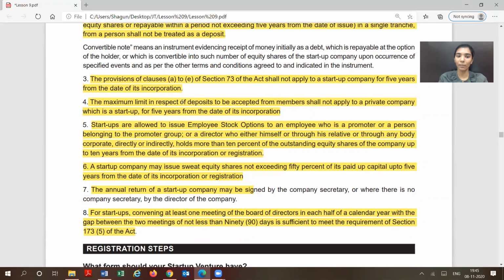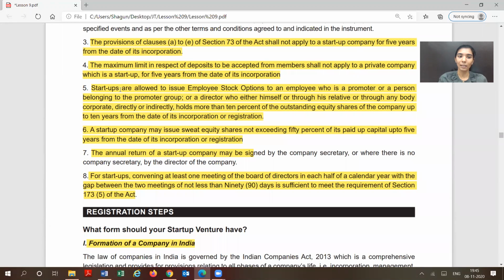Third, maximum limit in respect of deposit to be accepted from members shall not apply. Otherwise, if you see, you would have read in Companies Act कि आप जो shareholders, जो members होते हैं, उनसे certain limit तक ही deposit accept कर सकते हैं. However, for a startup which is a private company, for till 5 years, ये जो limits होंगे, that will not be applicable.